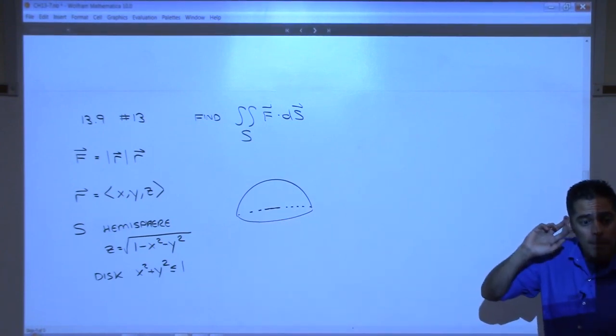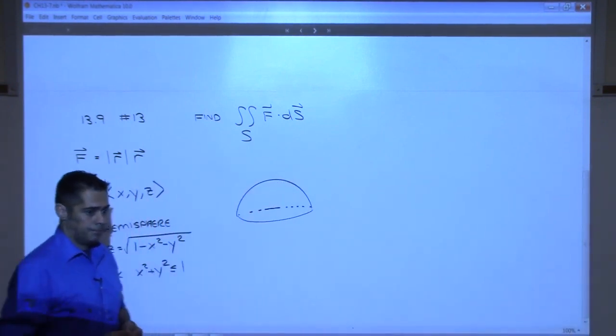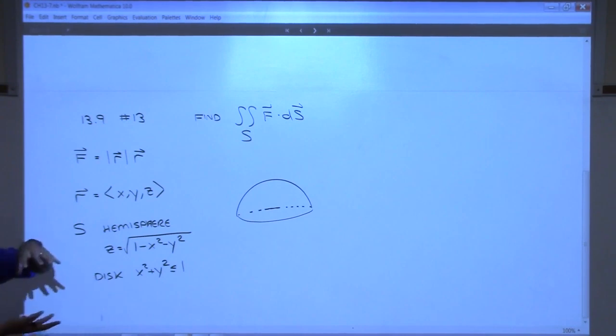Pardon? Do we have to add it? What do you mean add it? Like, aren't they two closed surfaces? They are two separate surfaces which enclose a solid.